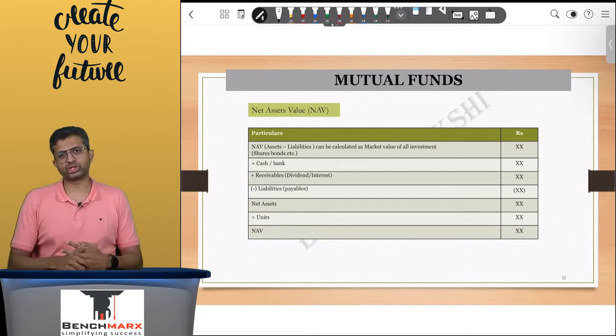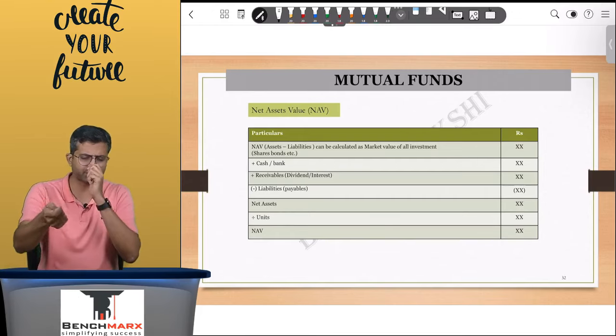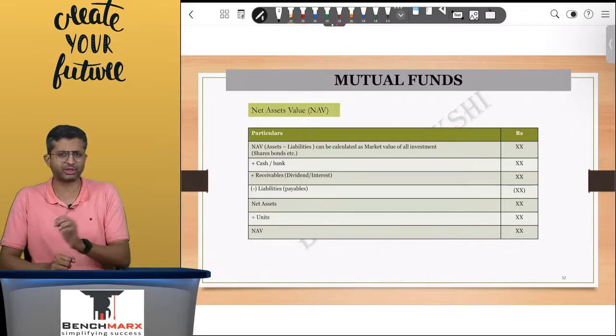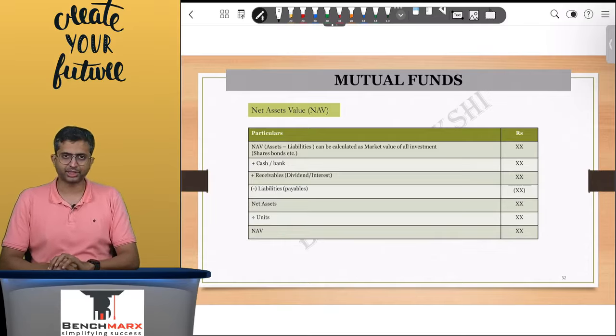NAV can keep on changing, and every new issue of units will happen at the NAV at the prevailing date, and any redemption will also be done based on the NAV at the prevailing date.